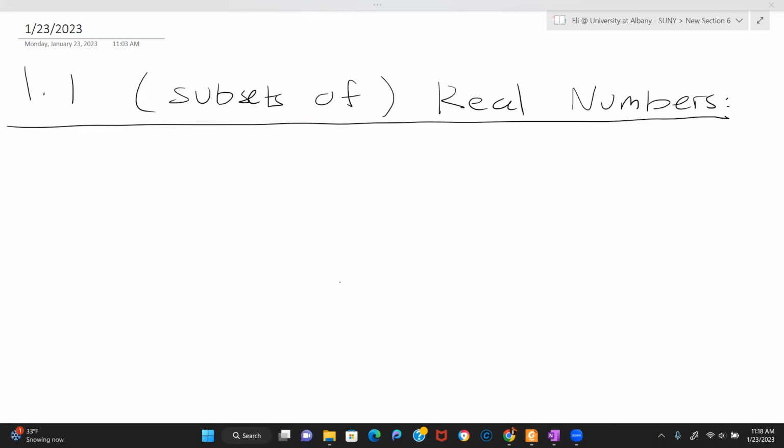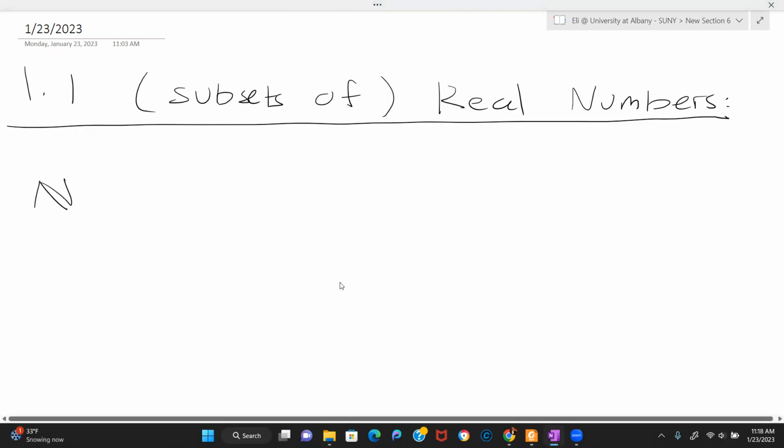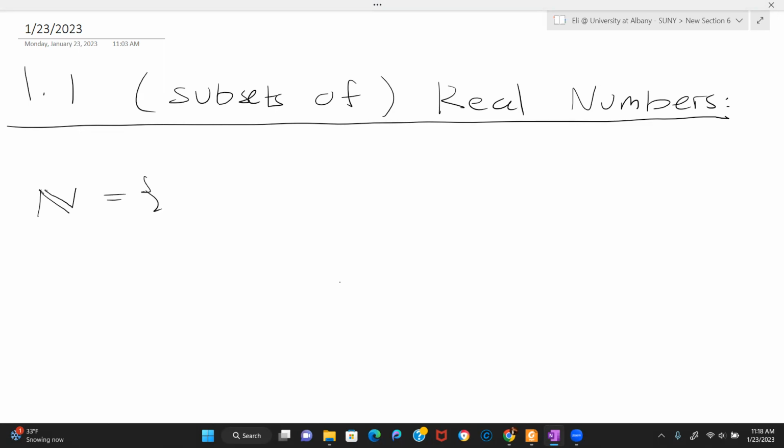So just to remind you, we looked at a few sets. We're typically going to talk about sets of real numbers, or subsets of real numbers. So we're going to single out a few of them, the few that are important. This first one is N, the natural numbers, and this set you can just list.